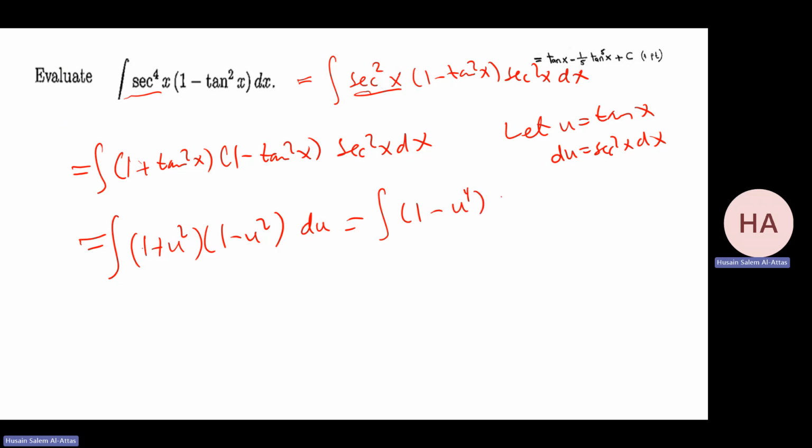1 minus u to the power 4 du. Actually, I can figure it out from here. It's okay. That will be u minus u to the power 5 over 5 plus c. That gives me tan x minus 1 over 5 tan to the power 5x plus c, which is this one.